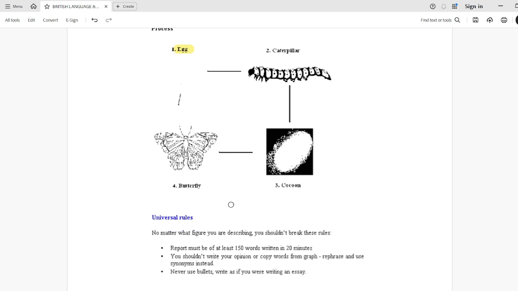So quickly let's go over the universal rules. No matter what figures you are describing, you shouldn't break these important rules. You have to write at least 150 words in 20 minutes. You shouldn't write your opinion or copy words from the graph. You have to rephrase the introduction part from the question. You have to write it in your own words. Okay, and never use bullets. So a very important thing, you have to make paragraphs. In task 1 you need to make 3 paragraphs. The first will be the introduction, second will be the body paragraph, and last will be the conclusion.